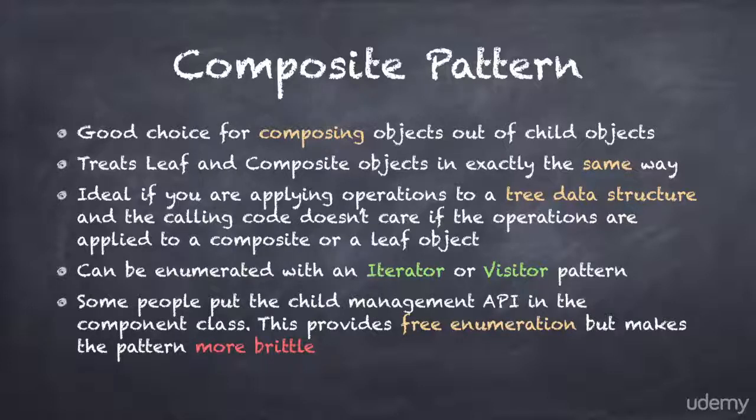Composite objects can be enumerated with an enumerator or visitor pattern. Some people put the child management API in the component class. This provides instant enumeration support at all levels, but it also makes the pattern more brittle.